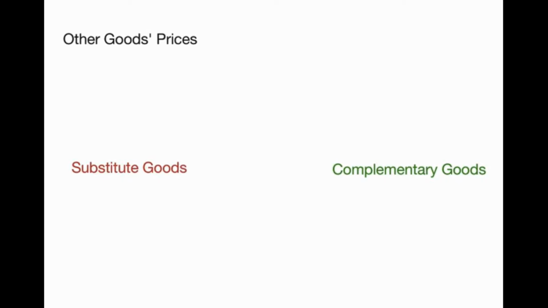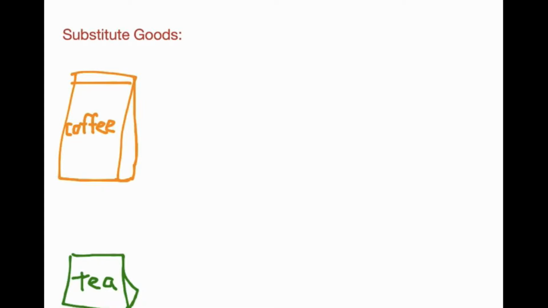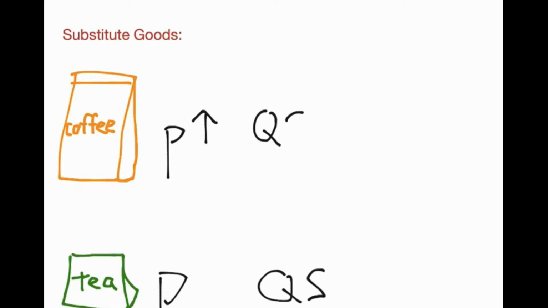Other goods prices will also affect the supply of a product. These goods can be categorized into two categories: substitute goods and complementary goods. Substitute goods are products that can be used instead of another. Pretend that you are a coffee and tea seller. If the price of coffee went up and the price of tea stayed the same, you will be able to earn more profit from the coffee, and so the quantity supplied of coffee would increase while the quantity supplied of tea decreases. But if the price of coffee decreased and the price of tea stayed the same, you won't be able to earn as much profit from selling a large amount of coffee, so the quantity supplied of coffee would drop while the quantity supplied of tea rose.